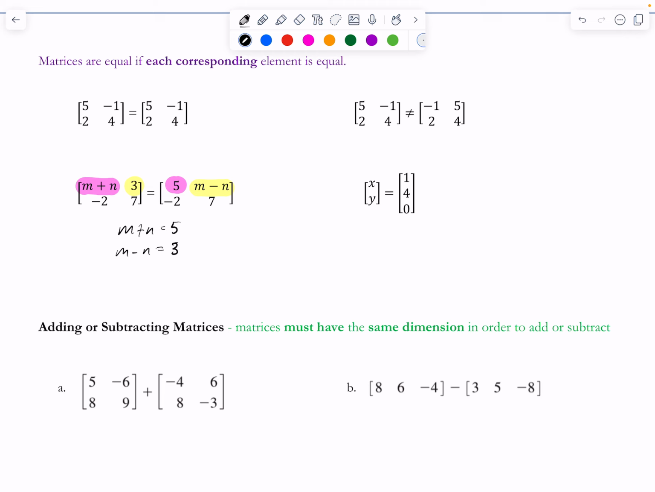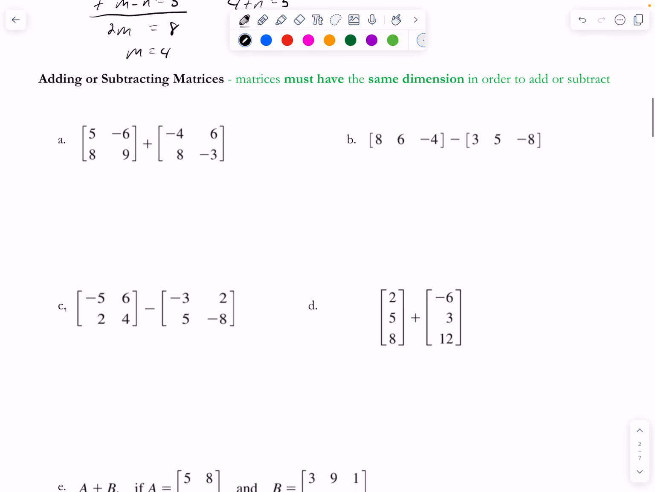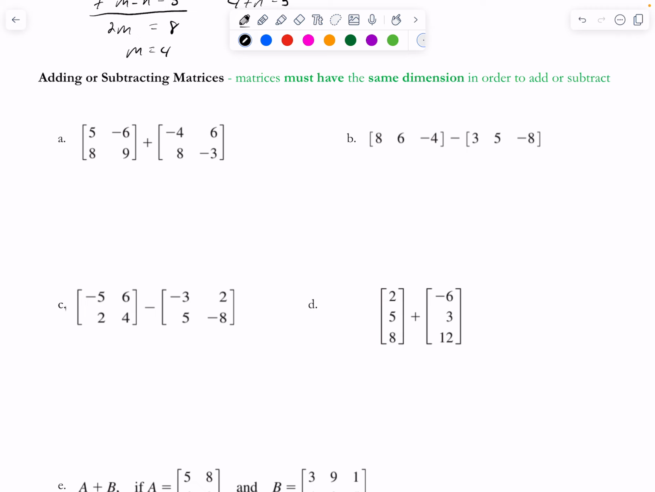There we go. You can see if you were to add right now, you would eliminate one of our variables, that n. So you get 2m equals 8, or m equals 4. Plugging back into the first one, you get 4 plus n equals 5, so n equals 1. You could plug back in to make sure that's true: 4 plus 1 is 5, so the one highlighted in pink is true, and 4 minus 1 is 3, so the one highlighted in yellow is also true. We can't do that one on the right side because we don't have the same dimensions with x and y and 1, 4, and 0, so we're not able to do anything with that.